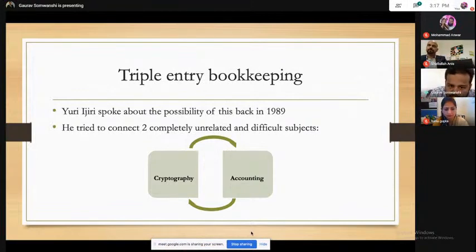So what if you could combine cryptography and accounting in such a manner that the third entry would not be a separate entry, rather both the entries, credit, debit, or any kind of transaction, would be made on such a platform which would be immutable. So that was the idea he put forth. And triple entry bookkeeping is also, you could say, a nickname for blockchain as well. So Satoshi Nakamoto never referred to this, of course, but he does talk about Yuri Ejiri.